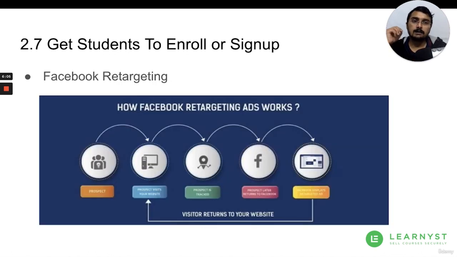Now the last part in student enrollment or sign up is to use a tool called Facebook Pixel for doing a retargeting campaign. This works only if you have installed something called Facebook Pixel in your website. Let's say you have run Facebook ads and students have come to your website, and few people have enrolled to your course and few have exited from your website without signing up.